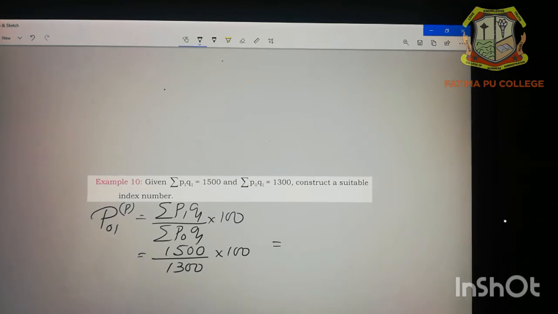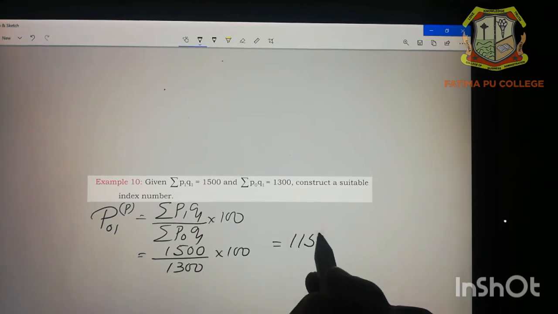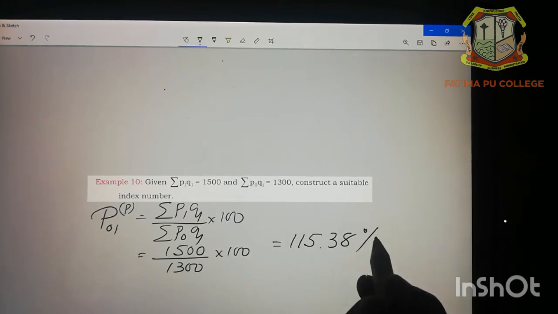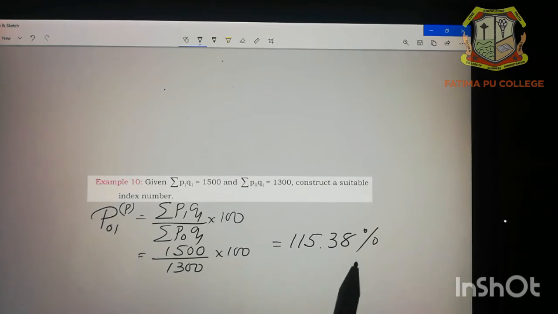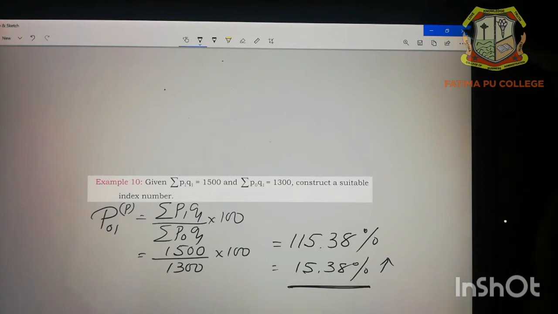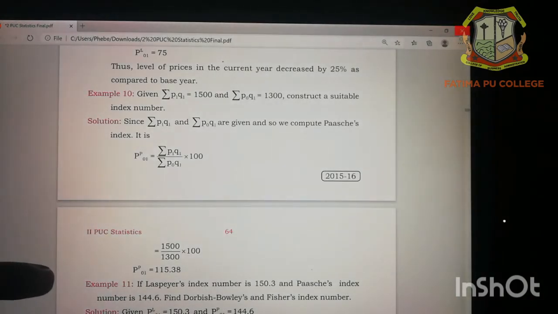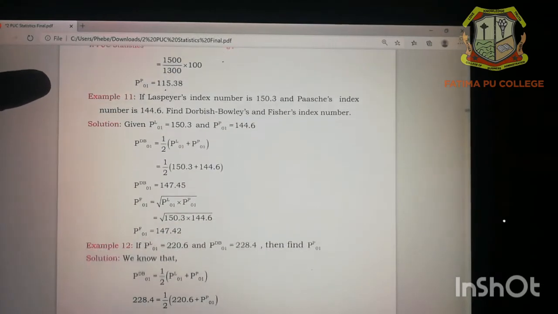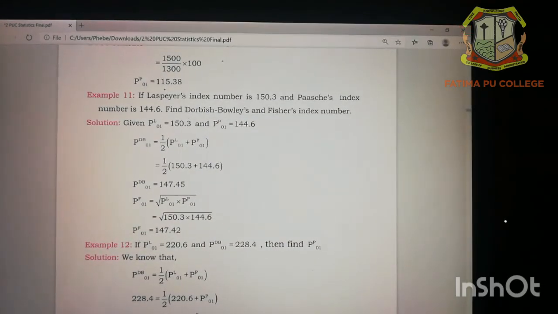So summation P1 Q1 is 1500, summation P0 Q1 is 1300, into 100. So it would be how much, students? 1500 divided by 1300 into 100, you get something as 115.38%. So how much more than 100 is it? A 15.38% increase is what we can conclude. Is that clear, students? This is another 2 marks question. We'll go for the next 2 marks question. Let's see this.